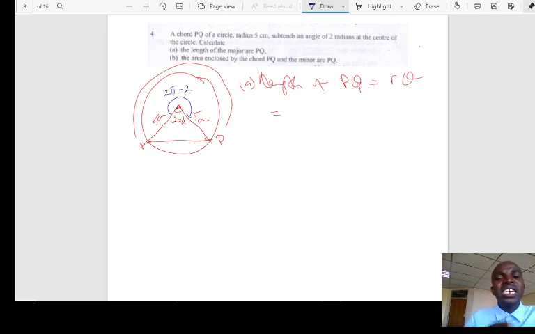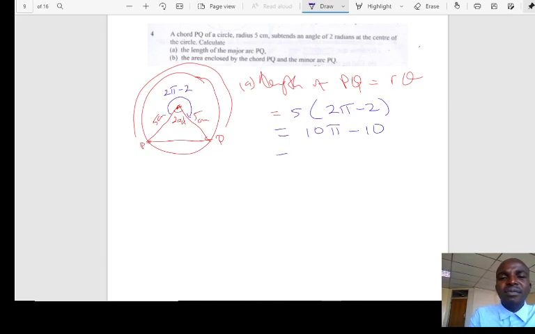The angle at this point in radians is actually 2 pi, in degrees it is 360 degrees. So the arc length is radius 5 times (2 pi minus 2), which equals, you can remove the bracket, 10 pi minus 10. You can simplify this using a calculator, using the pi from your calculator. 10 pi minus 10, if you simplify that, what will you get?